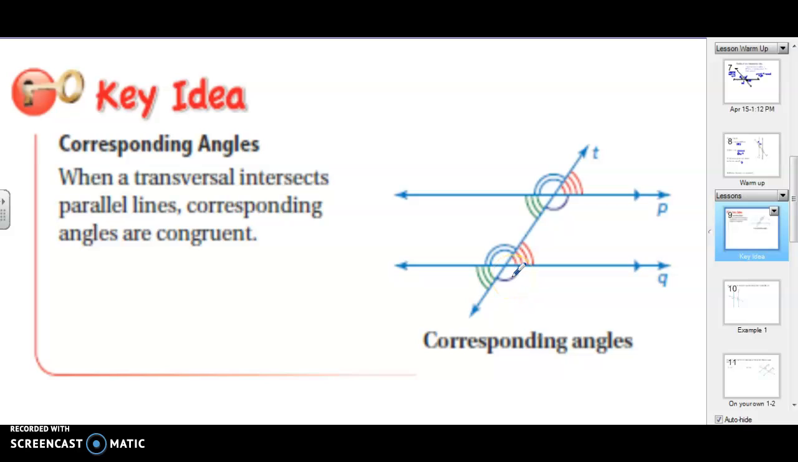The corresponding angles, what that means is that we have the bottom right angle corresponds with the bottom right angle here. The top right corresponds with the top right. The top left with the top left.